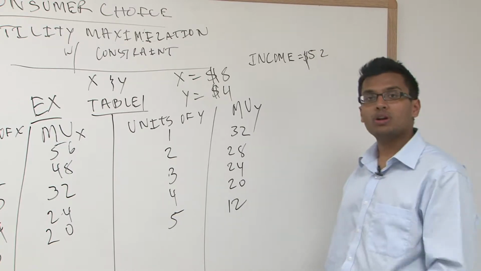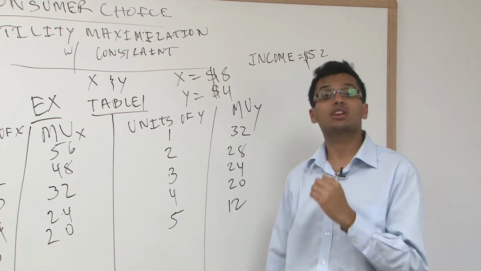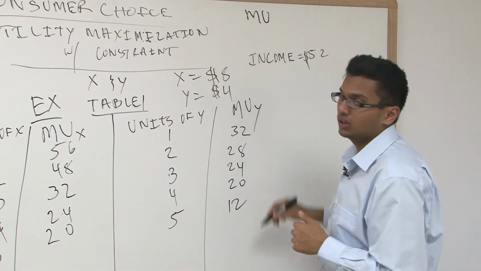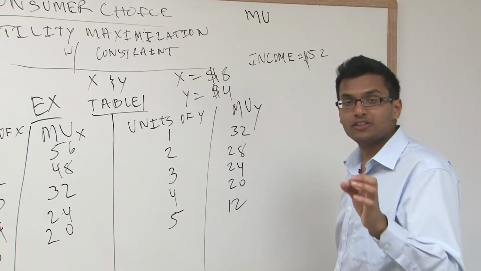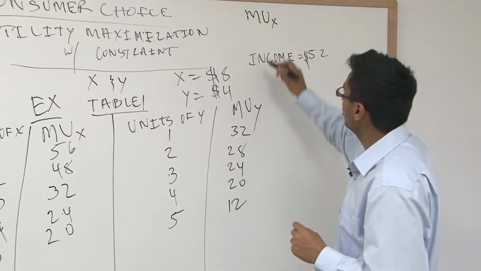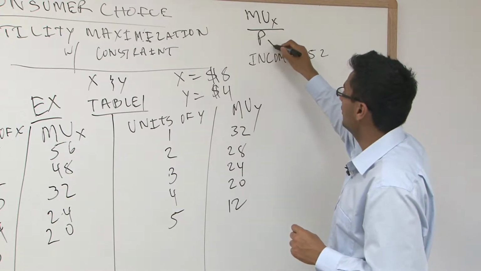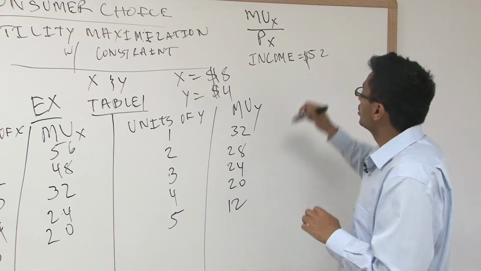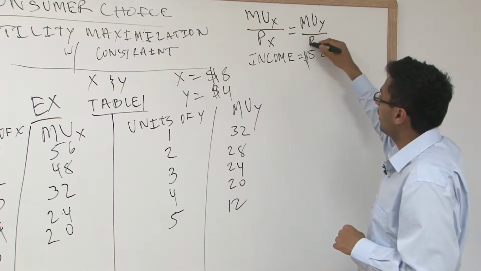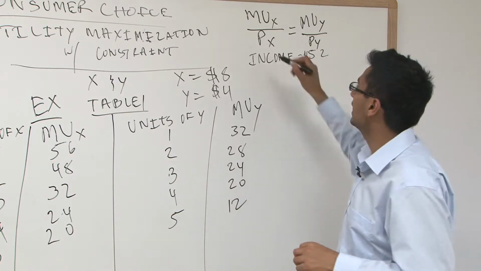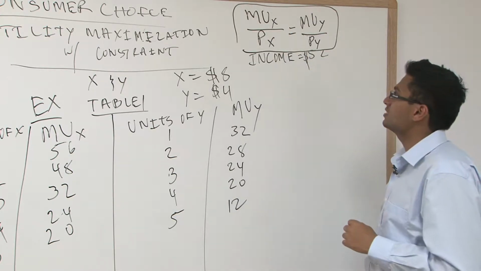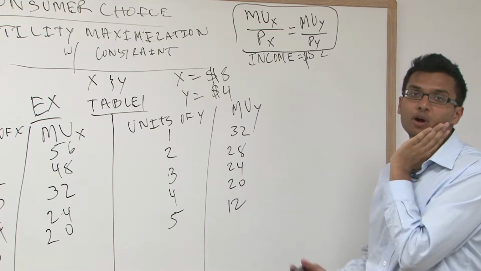One of the most important ideas to understand in utility maximization is that the marginal utility of the first product, product X, over the price of X should be equivalent to the marginal utility of Y over the price of Y. And I'll tell you why that's important. I'll box this to show you how important this is. This is very important because it says the following.